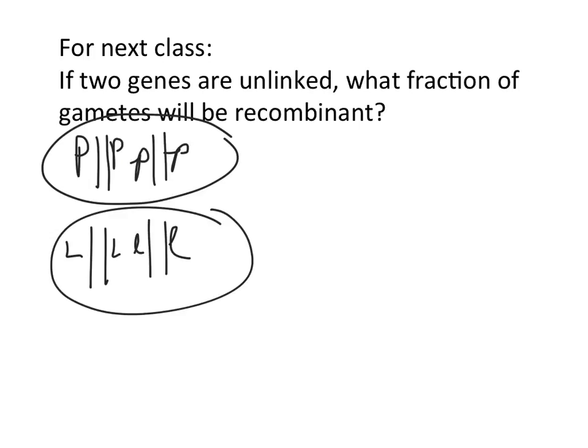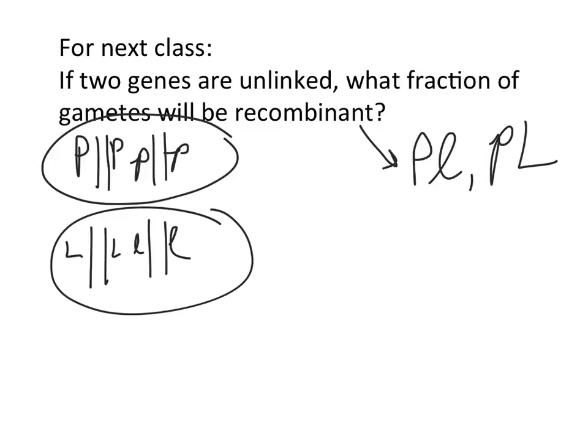Do meiosis, do independent assortment, and then just answer the question. How many of the gametes are recombinant? How many are parental? So the recombinant types would be big P with little l and little p with big L. And the next slide asks essentially the same thing.